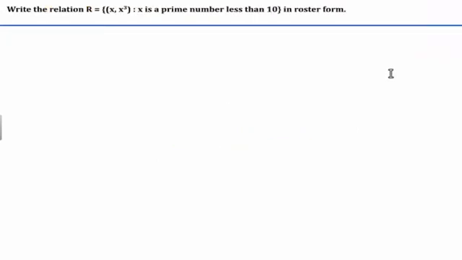This question says we have to write the relation R is equal to {(x, x cube)} such that x is a prime number less than 10 in roster form. Let us begin the solution of this question.